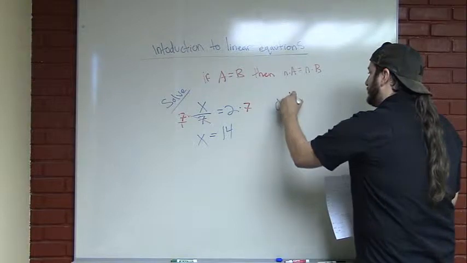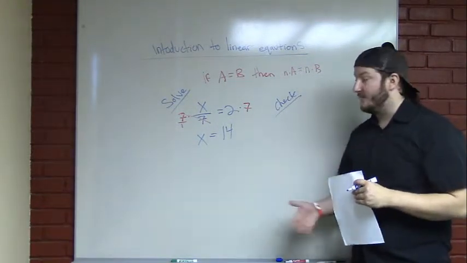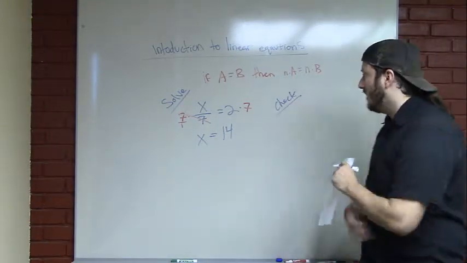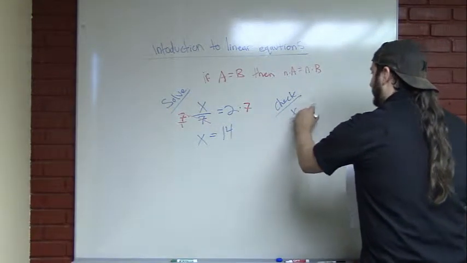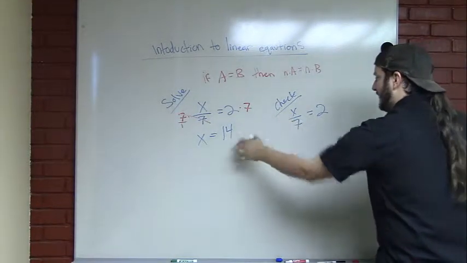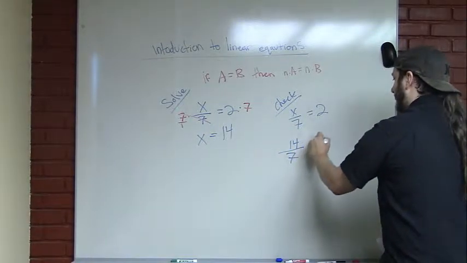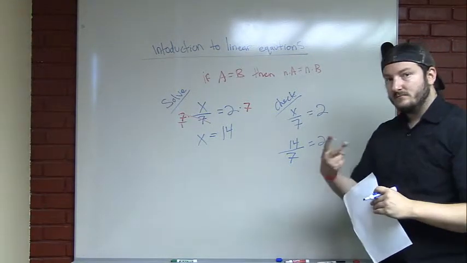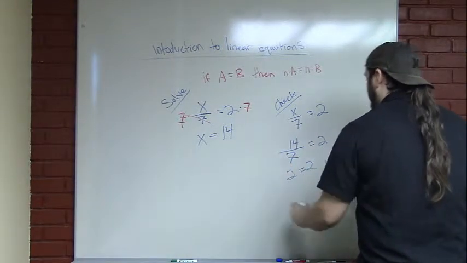And you can check your answer. Now, you should check your answer on every single problem. I'm not going to do that here because the video will get very long, but I'm going to show you how to do it, and it's the same process in every problem. So, you have x over 7 equals 2. This was the original problem, okay? So, x we found is 14, so just plug that guy in. 14 over 7 equals 2. Now, how many times can 7 go into 14? Exactly twice. So we have 2 equals 2. Boom, we're happy.